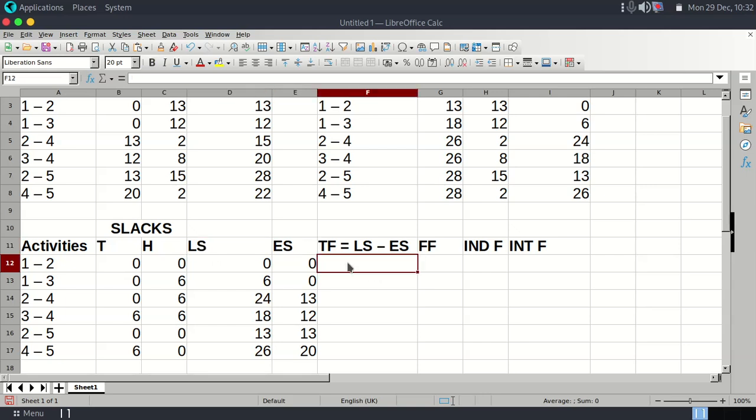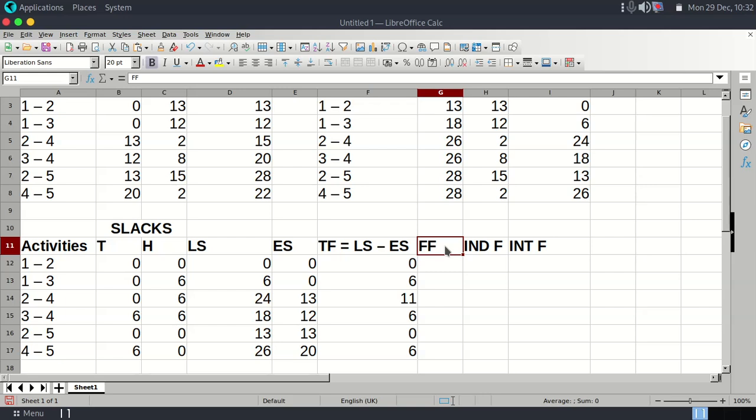So what is 0 minus 0? You get a 0. What is 6 minus 0? You get a 6. What is 24 minus 13? 11. What is 18 minus 12? 6. 13 minus 13, 0. 26 minus 20 is 6. So we have our total float.